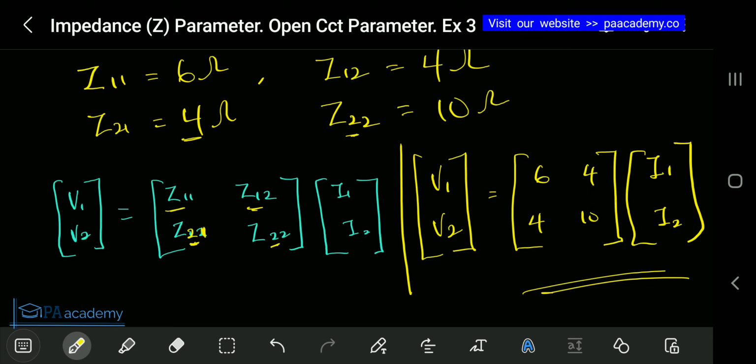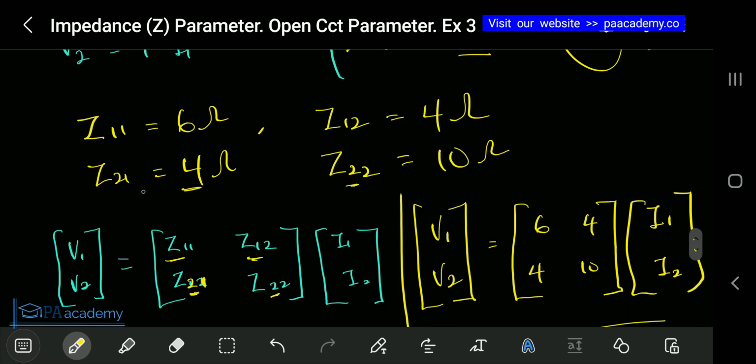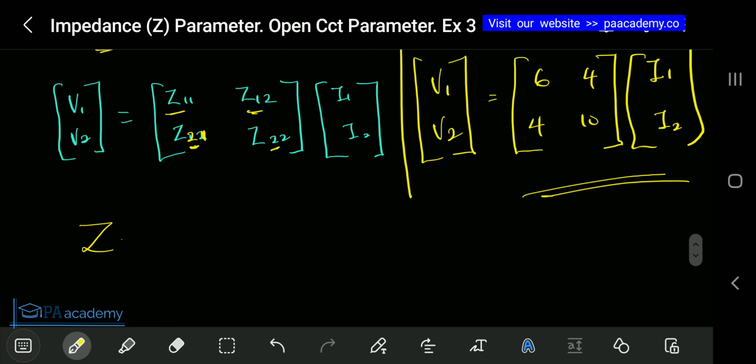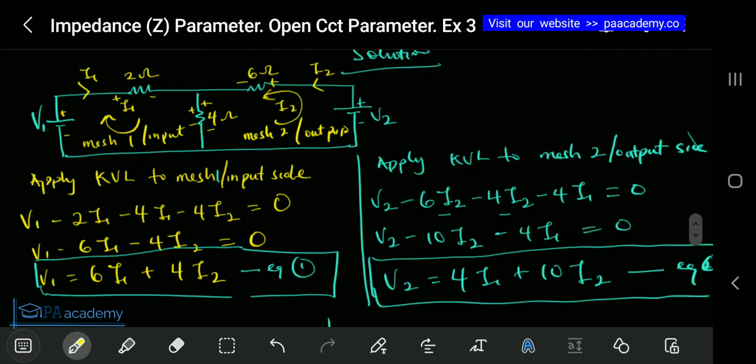So in that example two, we got this answer. There's something that you'll notice there. You see that Z21 and Z12, the answers are the same thing. You can see we are getting both 4 ohms. So that means our Z12 is equal to our Z21. And if you remember at the beginning of the video, I said if you have Z12 equal to Z21, that means it's a reciprocal network.